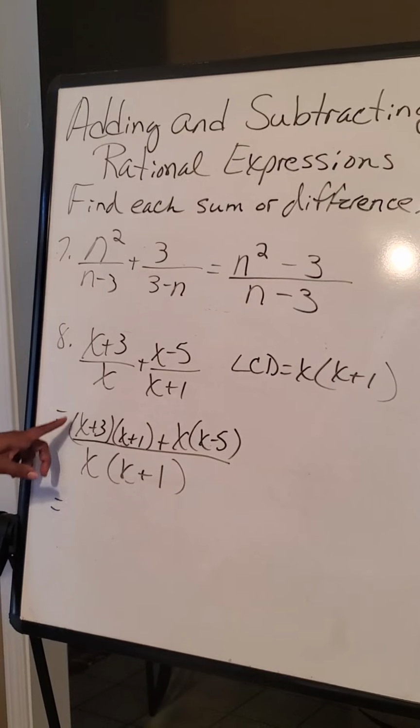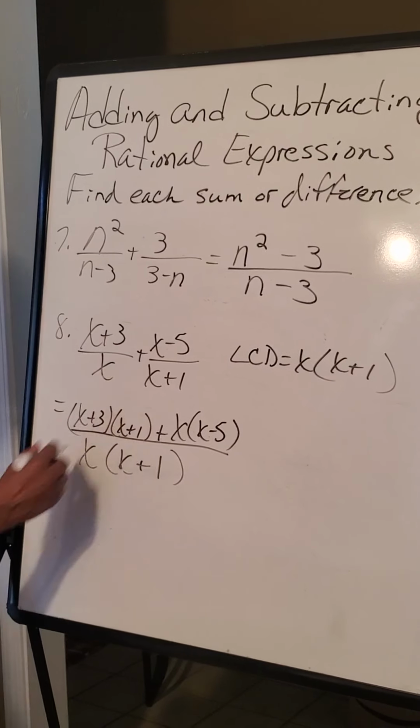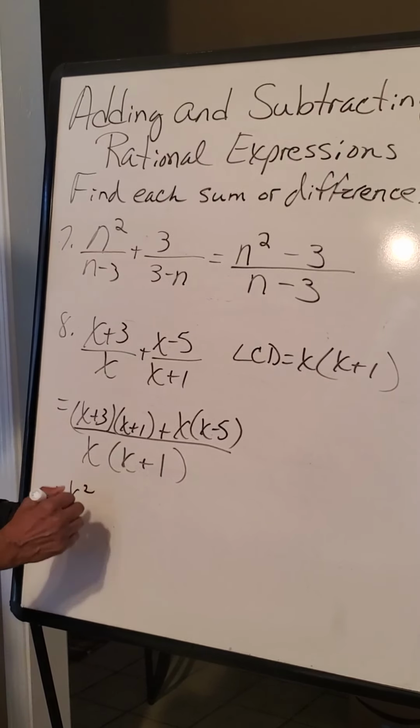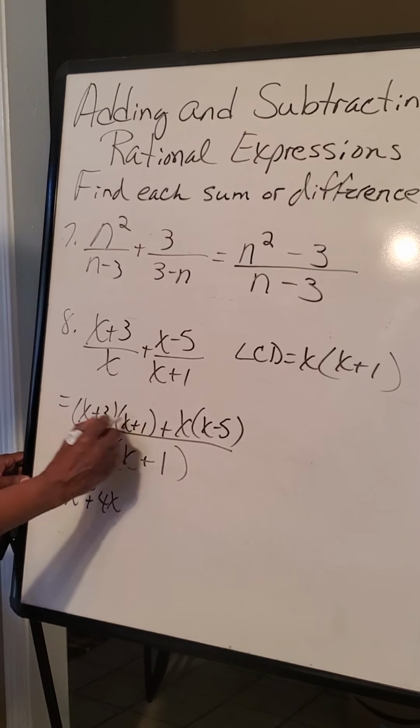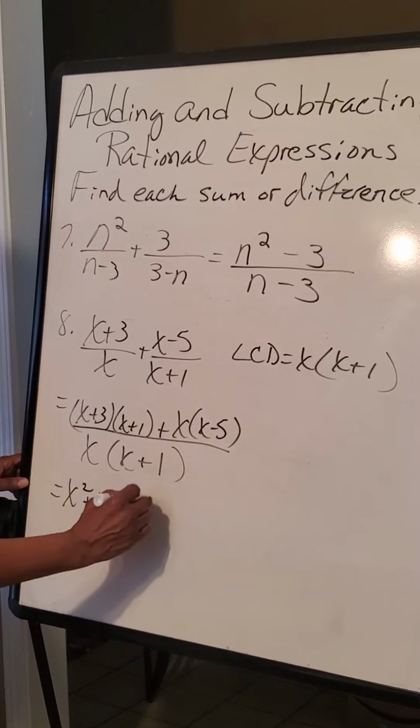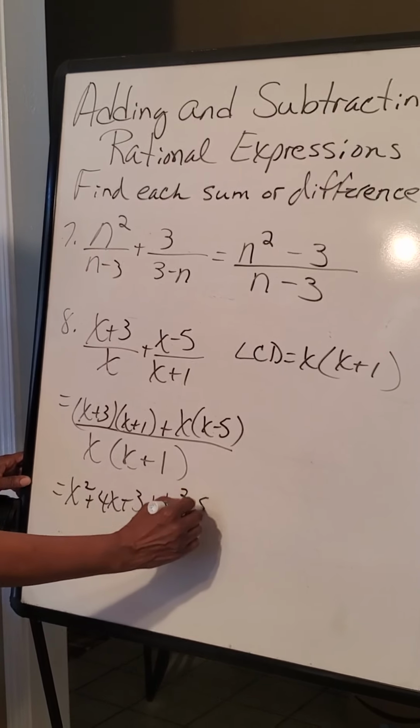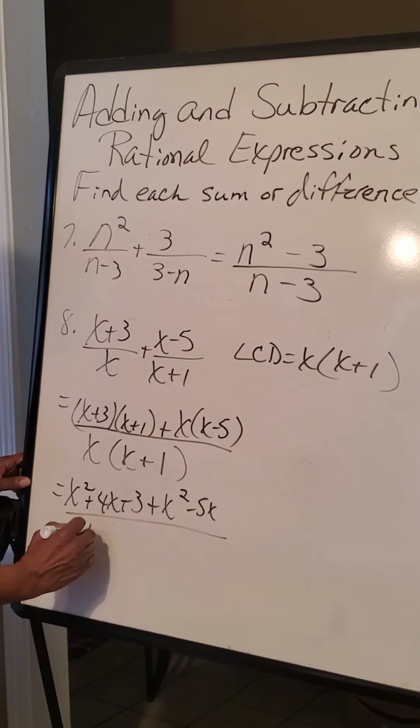As I multiply, when you multiply these two binomials, you get an x squared. Remember, that's 1x, that's 3x. Combined, you get 4x. 3 times 1 gives you 3. That gives you an x squared minus 5x. That is over that denominator.